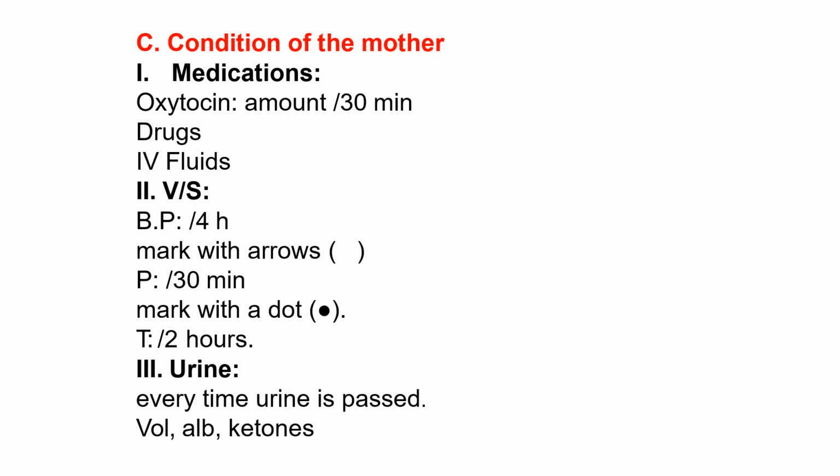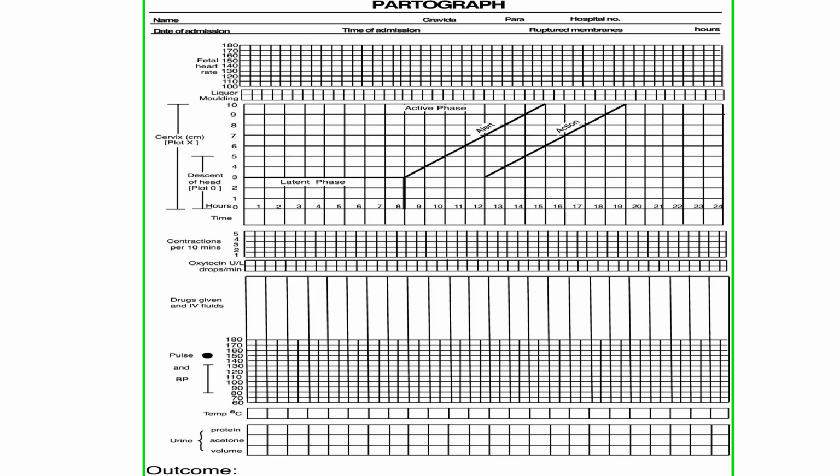Next is the condition of the mother. In that you can see the oxytocin: how many units of oxytocin you have given in 30 minutes should be written over there, and any other drugs you have given should be plotted over there, as I have explained. And IV fluids, if any, should be written in the corresponding column. The blood pressure of the mother you have to check every 4 hours, and mark in arrows. The pulse rate of the mother you have to check every 30 minutes, and mark it with a dot. Temperature you can check every 2 hours, and write it exactly over there. And whenever the mother passes urine, you should check the urine for volume, albumin, and the presence of ketone.